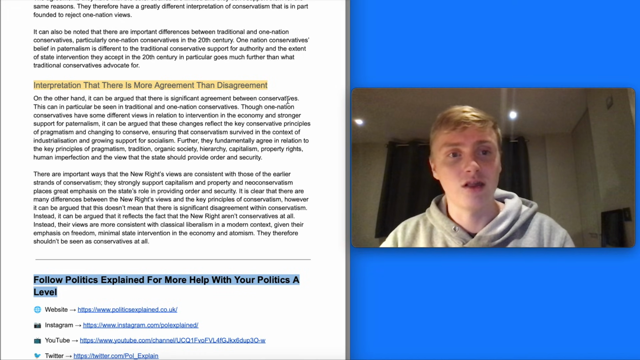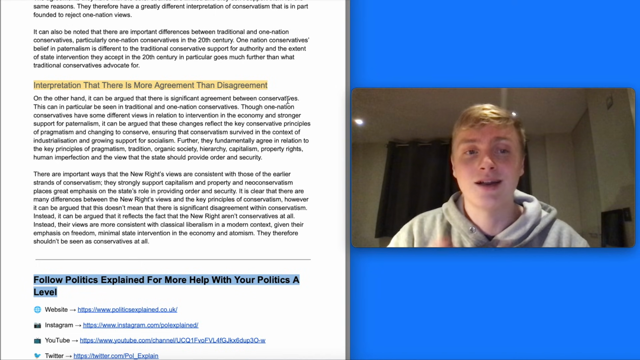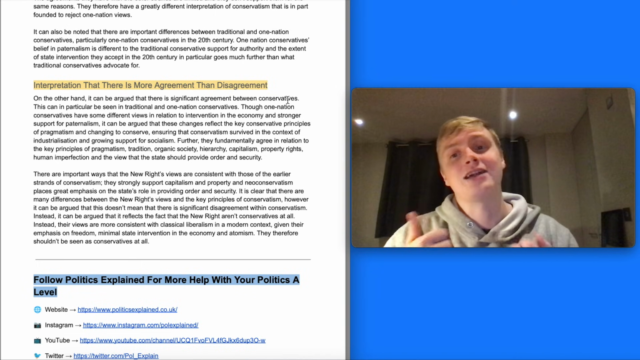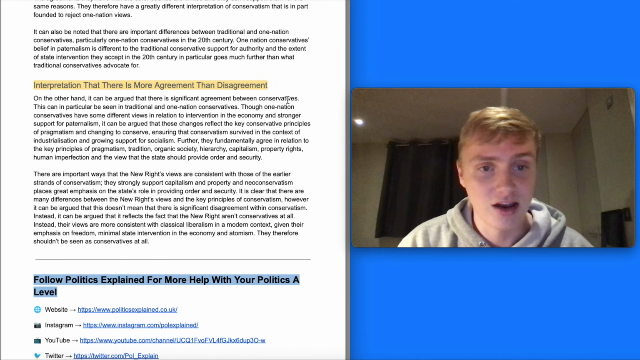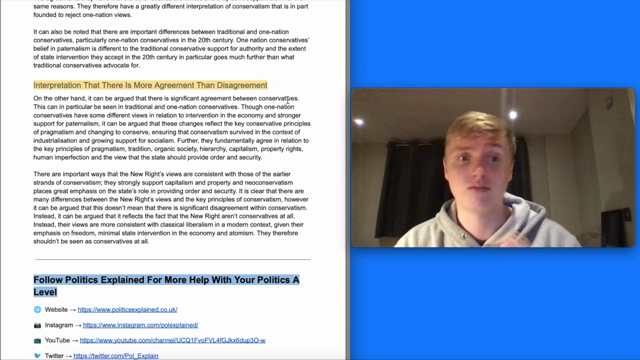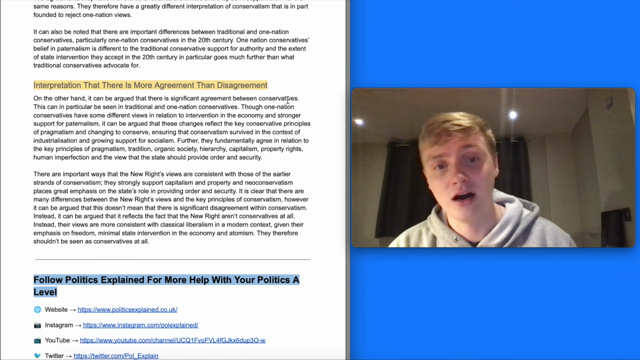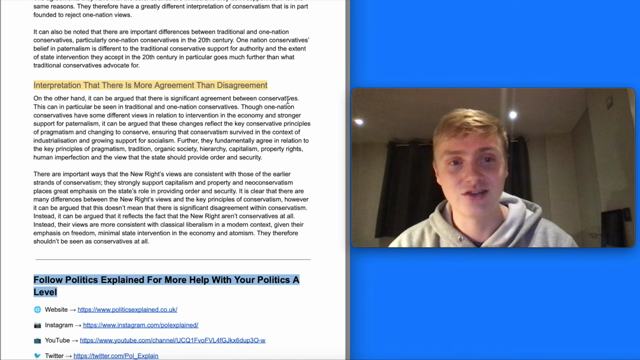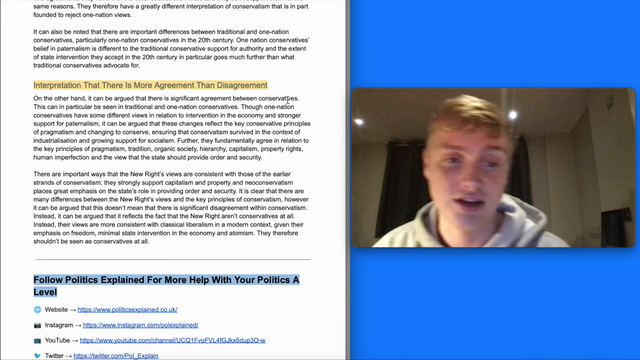To conserve tradition and the principles of society, you need to change a bit and adapt to a new society. This is adaptation to industrialization. Further, they fundamentally agree in relation to other key principles of pragmatism, tradition, organic society, hierarchy, capitalism, property rights, human imperfection, and the view that the state should provide order and security.